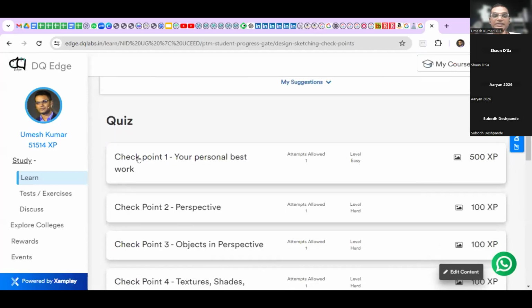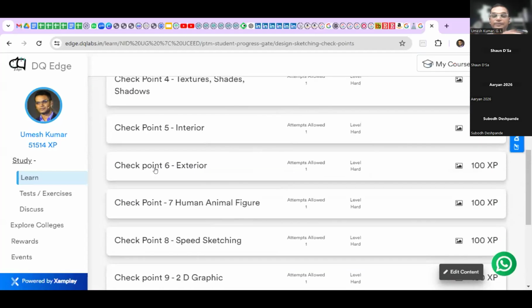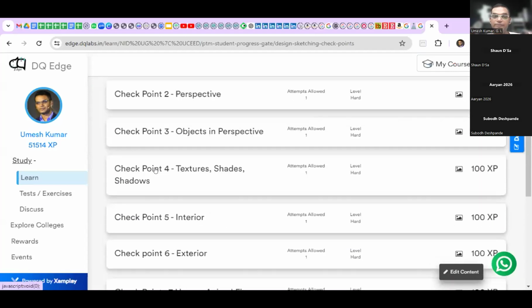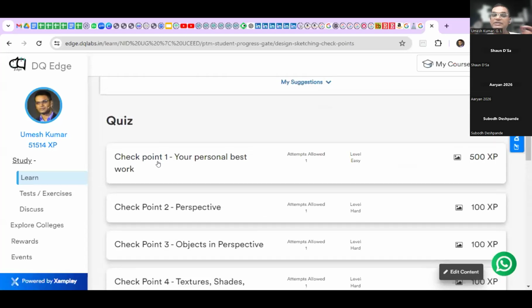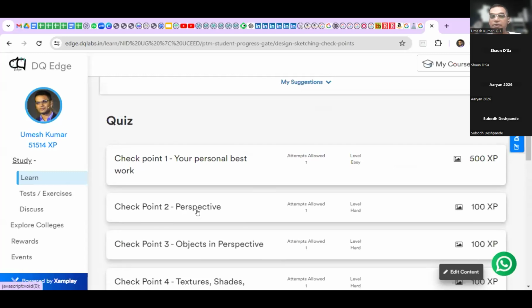And then these are the checkpoints that you should be doing or uploading, right? So everybody starts with checkpoint 1, which is their best personal work. Objects in perspective. You're in objects in perspective. All right, okay. But did you upload the perspective? Checkpoint 2? I did 1, 2, 3 point I did. No, no, no. I'm talking about the checkpoint 2 perspective.